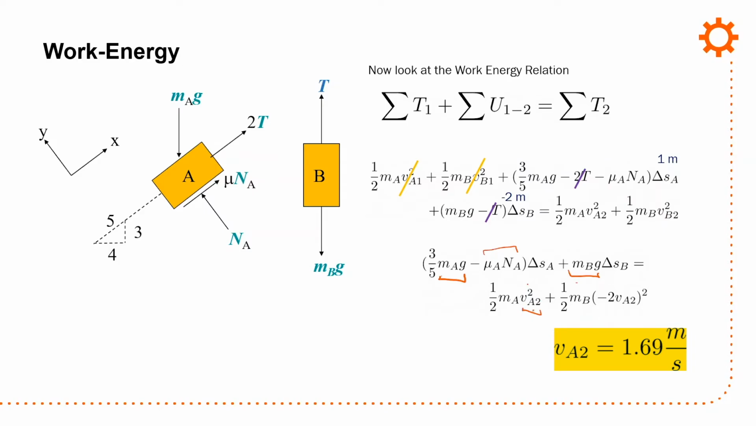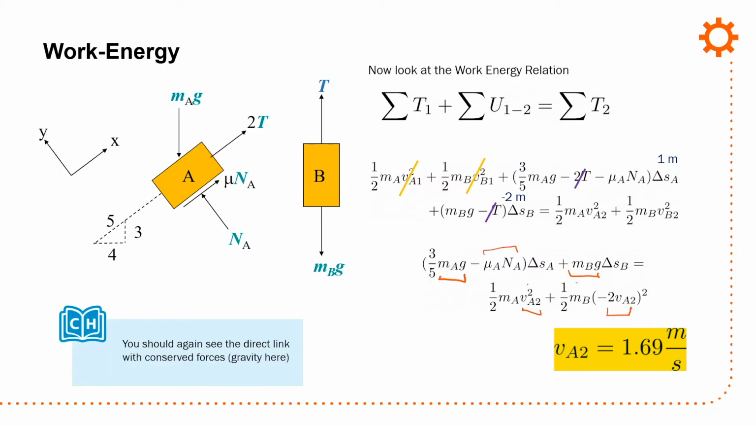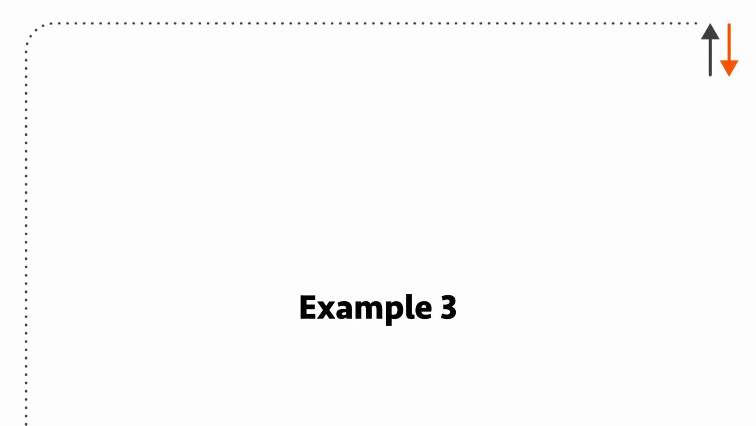oh, and the other thing I should point out is I said velocity of B2 is twice the velocity of A2. And I can write it as negative if I'm being very careful, but because it's squared, it doesn't matter. So it ends up VA2 squared plus twice VA2 squared, and so I end up with VA2 equal to 1.69 meters per second. You can see in this, and I hope you do at this point because you've gone through a number of homework problems, the link with conservative forces, and it's gravity in this particular case.